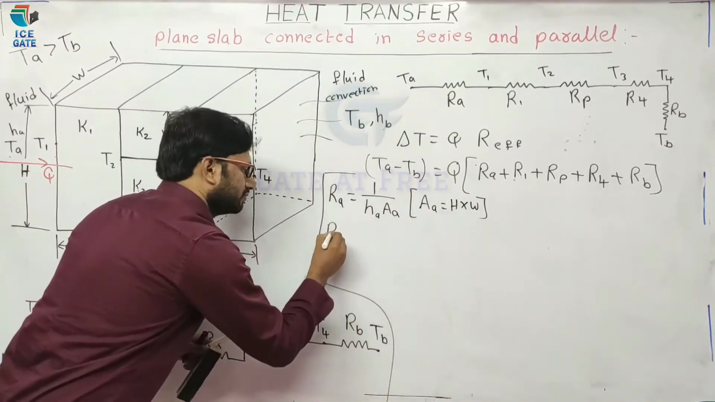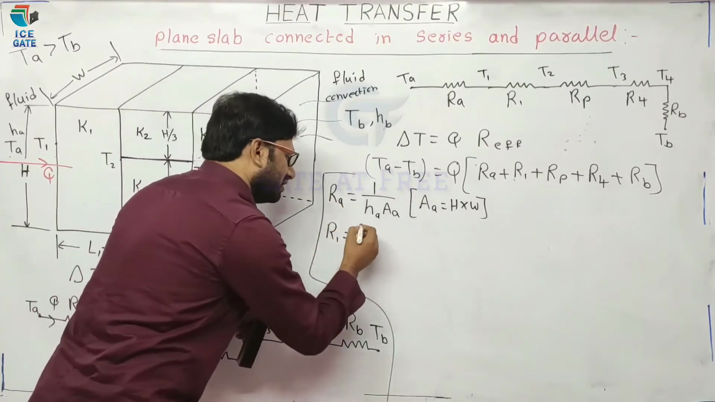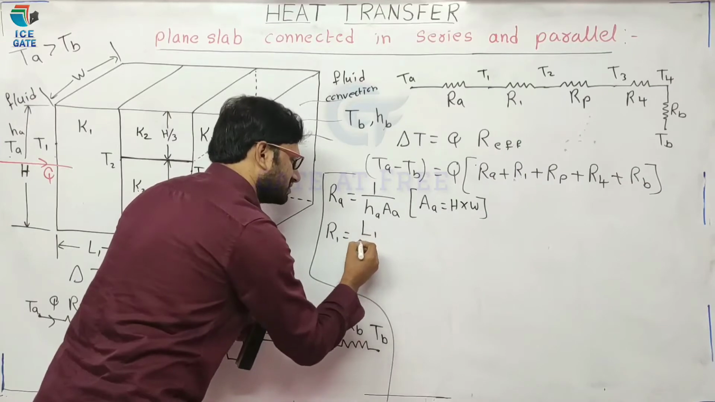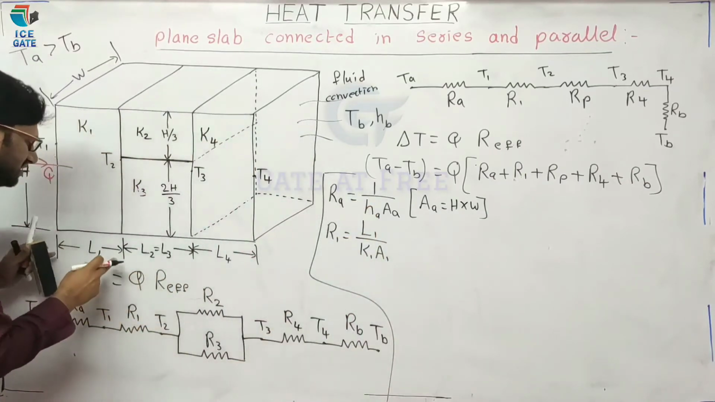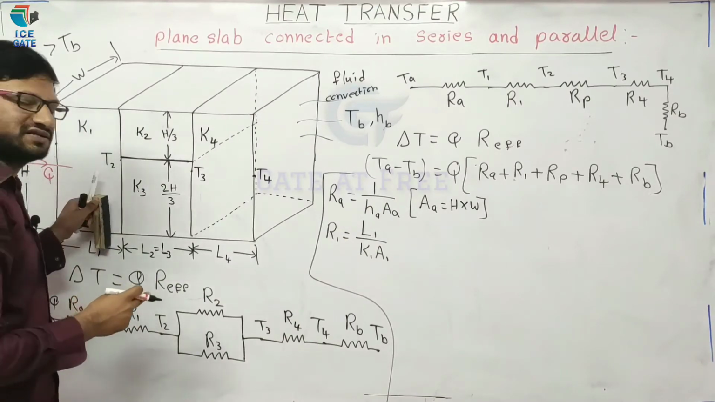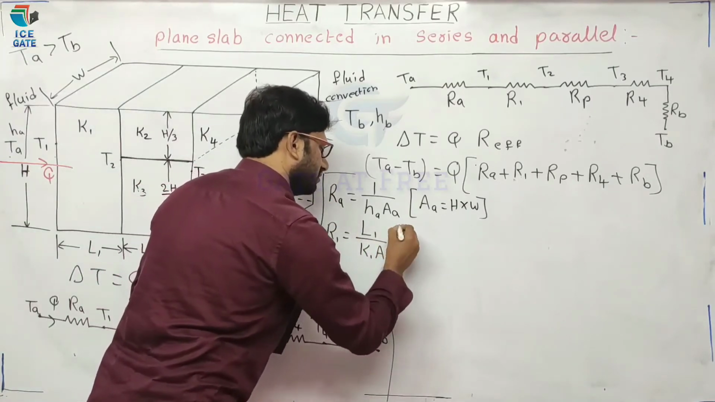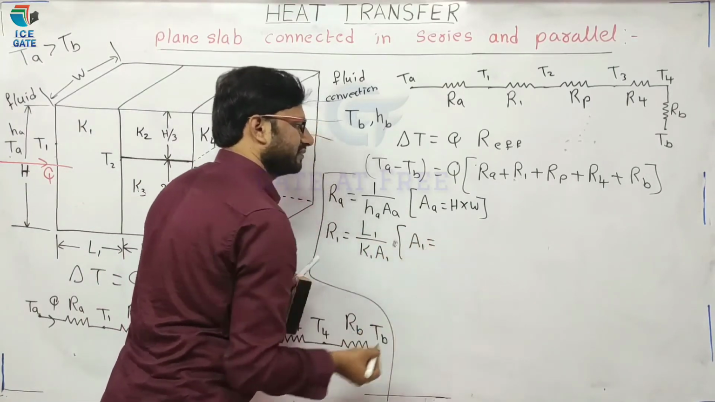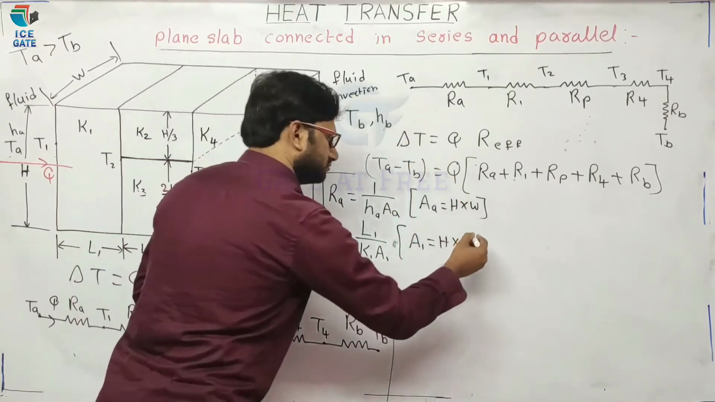Next, R1. R1 is conductive resistance. In a plane slab, the conductive resistance formula is L by KA. See the thickness of first slab, thermal conductivity of first slab and area A1. So here, what is A1? A1 is also same, H into W.